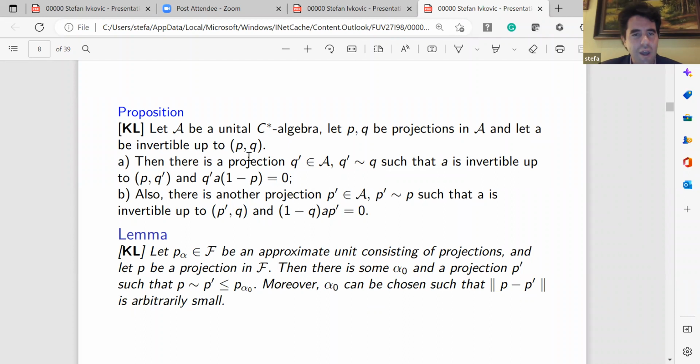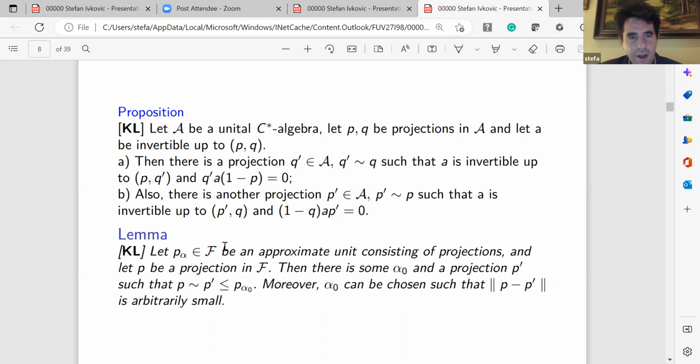you assume that A is invertible up to pair PQ, then there is a projection Q prime in A such that Q prime is equivalent to Q, Murray-von Neumann equivalence, I mean, and such that A is invertible up to this new pair, where Q prime satisfies this relation. So Q prime A(1 minus B) is equal to zero. And this means that actually your element A has upper triangular form with respect to this decomposition. And in addition, Q prime is equivalent to Q. So this is very useful for several results later. I shall explain how we apply this.